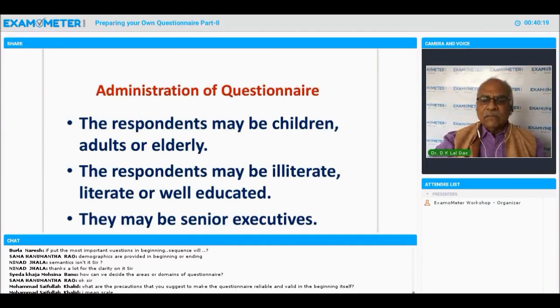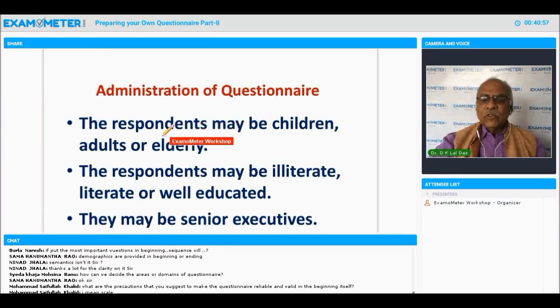In considering the respondents, we mean that a respondent may be children, adults, or elderly. Respondents may be illiterate, literate, or well educated. They may be senior executives. Now, all these put one thing in mind, that while preparing a questionnaire, you have to frame questions keeping this point in mind.